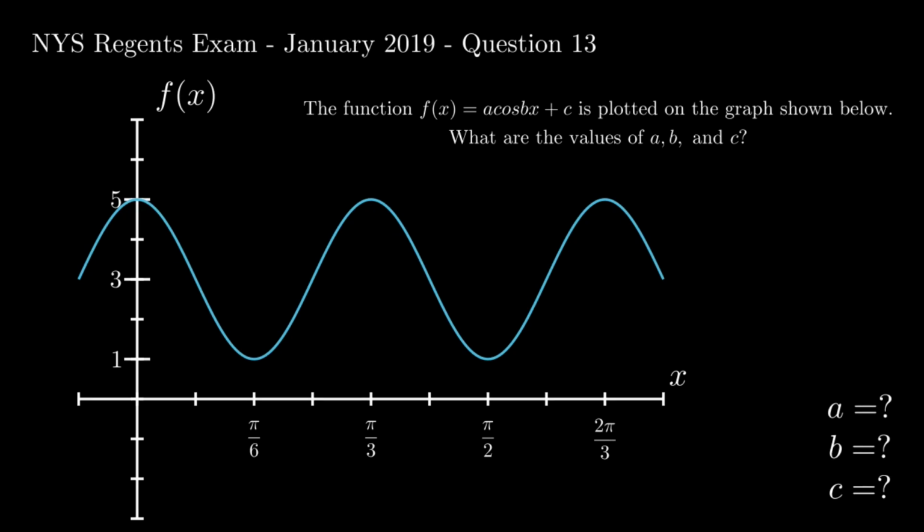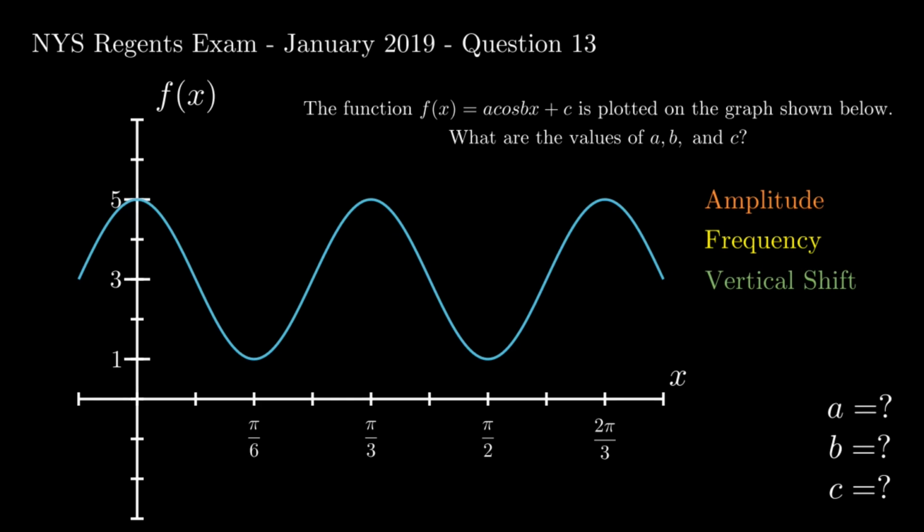Firstly, let's unpack what the question is actually asking by looking where the variables are in relation to the function. A, in front of the cosine function, is talking about the amplitude of the wave. B, as a factor pair with our input, is talking about the frequency of the wave. And lastly, C is talking about vertical shift.